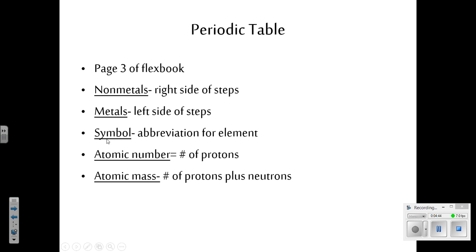The symbol for each element is just the letter that is used. So for oxygen, they use the letter O. The atomic number, again, they'll go in order, 1, 2, 3, 4, 5, all the way through the periodic table. That's the atomic number for each element, which means that's how many protons it has in it. It's also how many electrons it usually has. And then the atomic mass is the protons plus the neutrons. And you can find that on the periodic table as well.